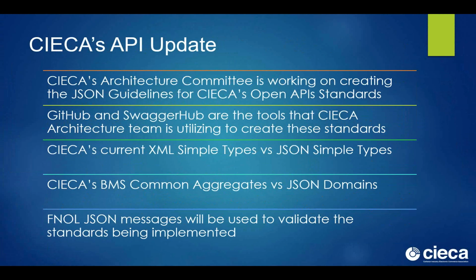We're getting good participation in the last quarter, and we're working on creating the JSON guidelines and the guidelines for using the Open API standard specification. We've got new tooling and some contributors to the Architecture Committee who are well versed in them. And we're using GitHub and SwaggerHub for source control and the authoring and presentation of Open API specs.